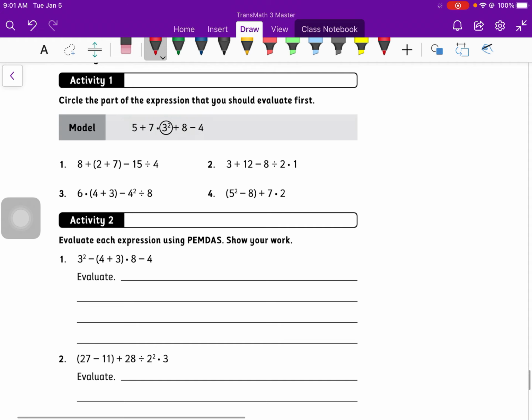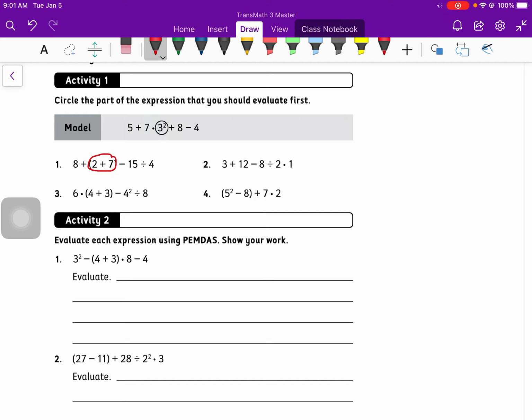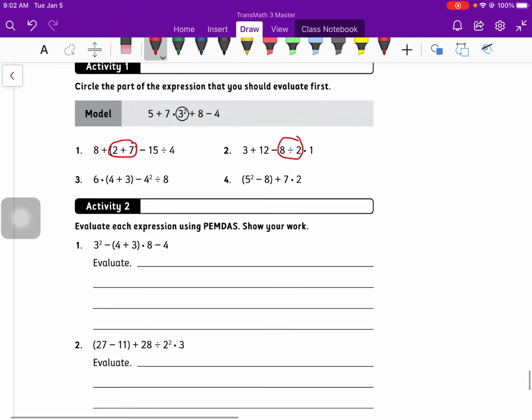So for number 1, the thing I would do first, I always look for parentheses, and there are parentheses, so I do 2 plus 7. Number 2, I look for parentheses, there are none. I look for exponents, there are none. Then I do multiplication and division, but I go whatever happens furthest left first. So 8 divided by 2, not 2 times 1.